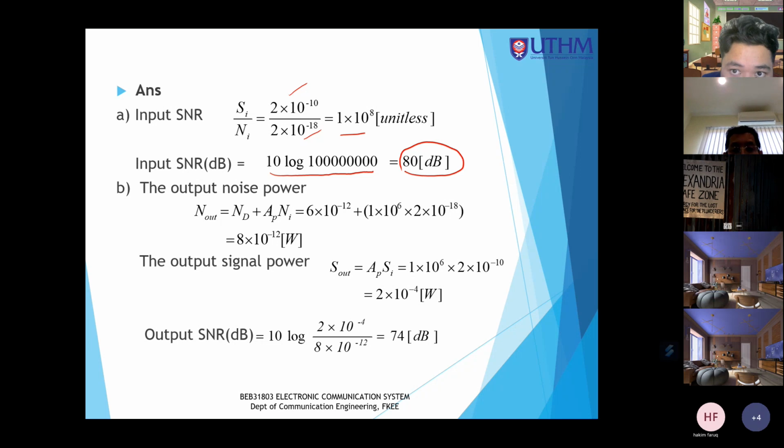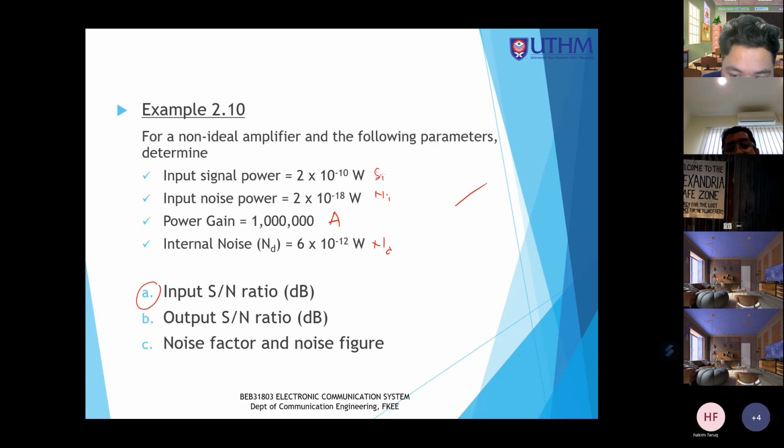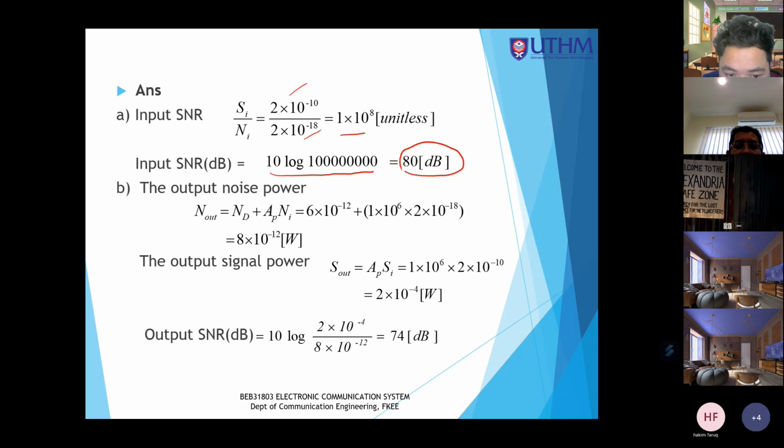Okay, 80 dB. And then what? The second question asks you to find the output SNR. Berapakah output SNR? Untuk mencari output SNR, first of all, you need to know how much is S out. How much is N out? Okay. So we need to find the input signal power.